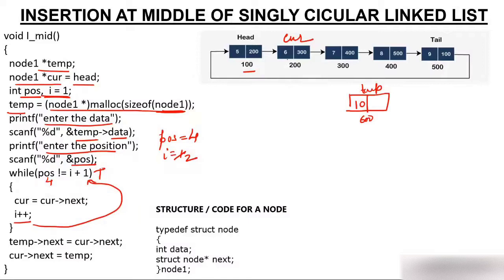Current will have current next. What is current next? 300. So current will move from this place to this place. Fine. Again, I'll increment I. I will become 3. Again, I'll go to the while loop and check is position is fixed. 4 is not equal to 3 plus 1.